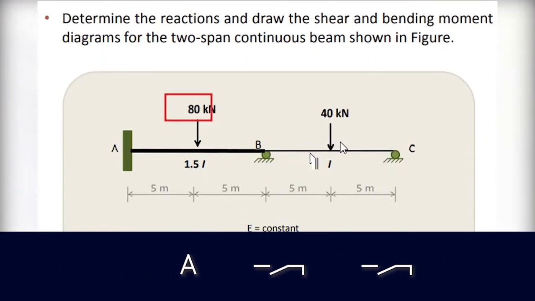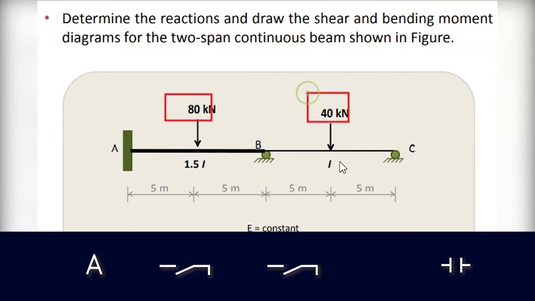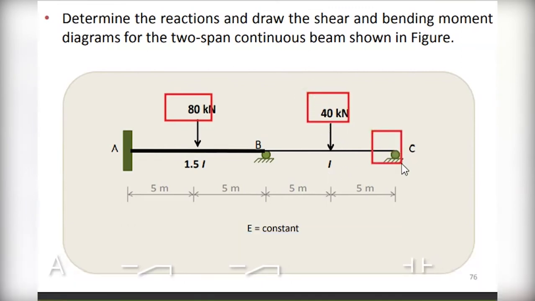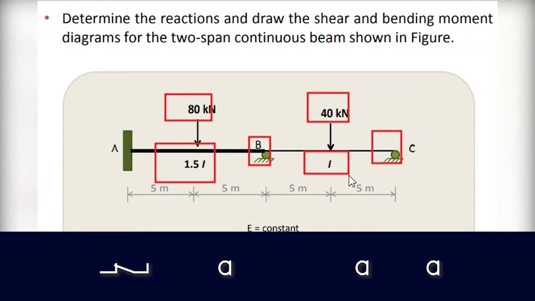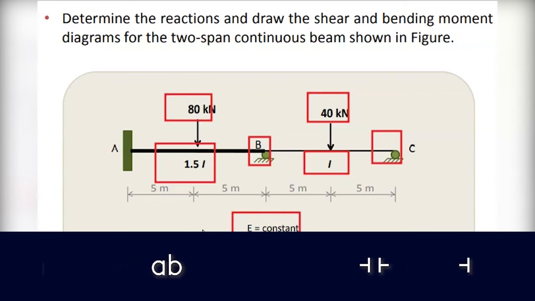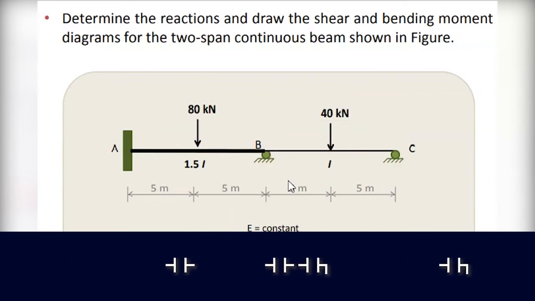on the left one you have 80 kilonewton, and the right one with a lower support here, and the value there. As you see, the value for EI is 1.5, and the value here is I, where E is a constant value. Now the procedure is as follows.